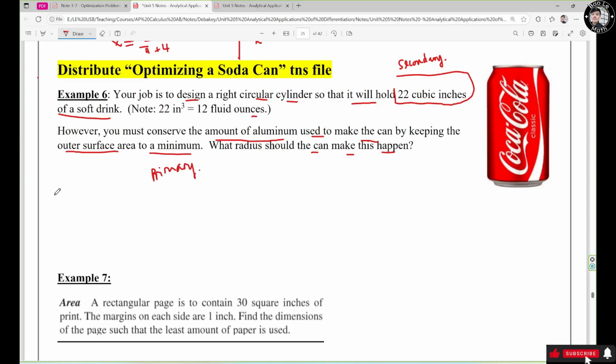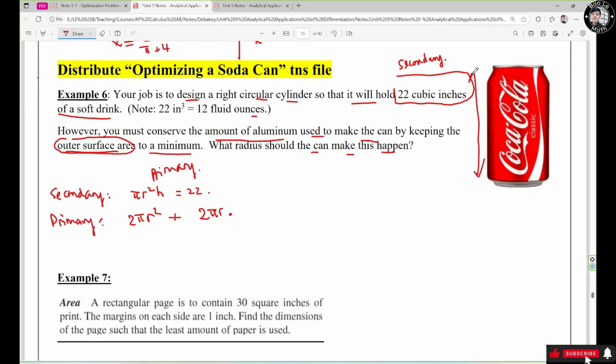So you need to write the secondary equation, which is the volume of the fluid, right? It's going to be pi r squared times h equals 22, right? Now the primary equation is the outer surface area. So the surface area equals the area of the two bases plus the area around the figure, right? 2 pi r times the height from here to here, right?